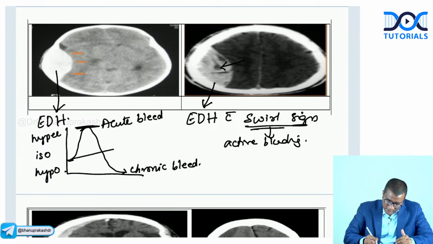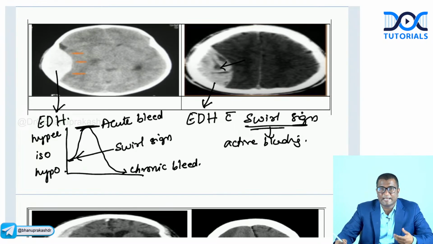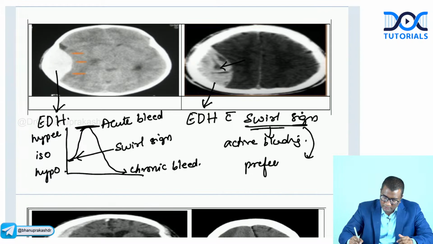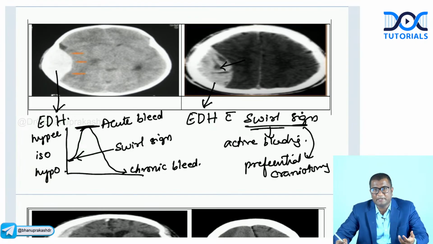And this is what is meant by the swirl sign, right? So there is active bleeding, just leaking out. So it indicates there is active bleeding and you need to do a preferential craniotomy for these patients because there is active bleeding happening. There's still leaking happening. There will be an increase in the size of the hematoma. There will be herniation of the brain, right? So early craniotomy, preferential craniotomy, should be done.